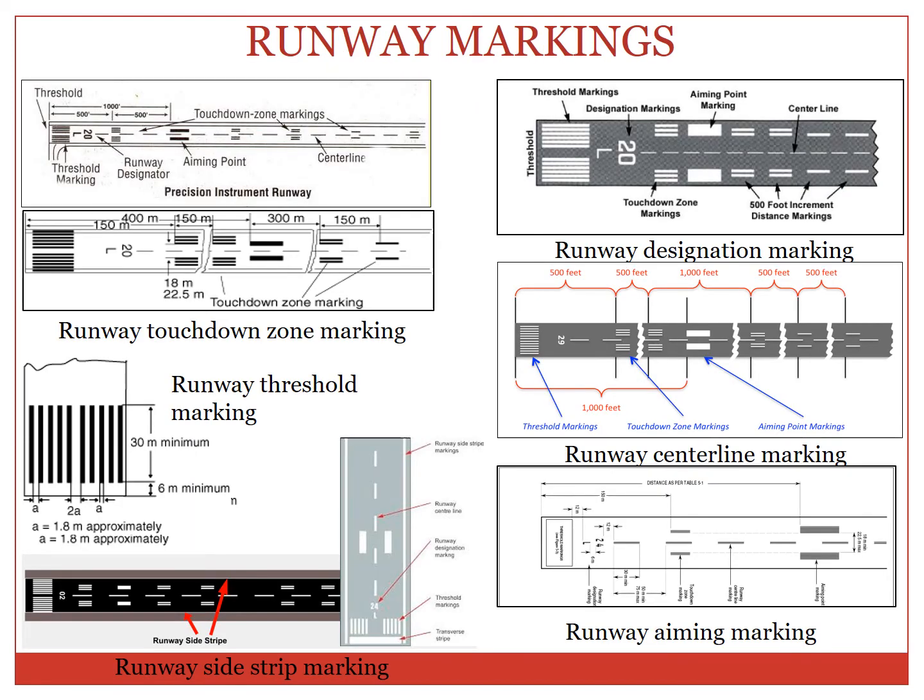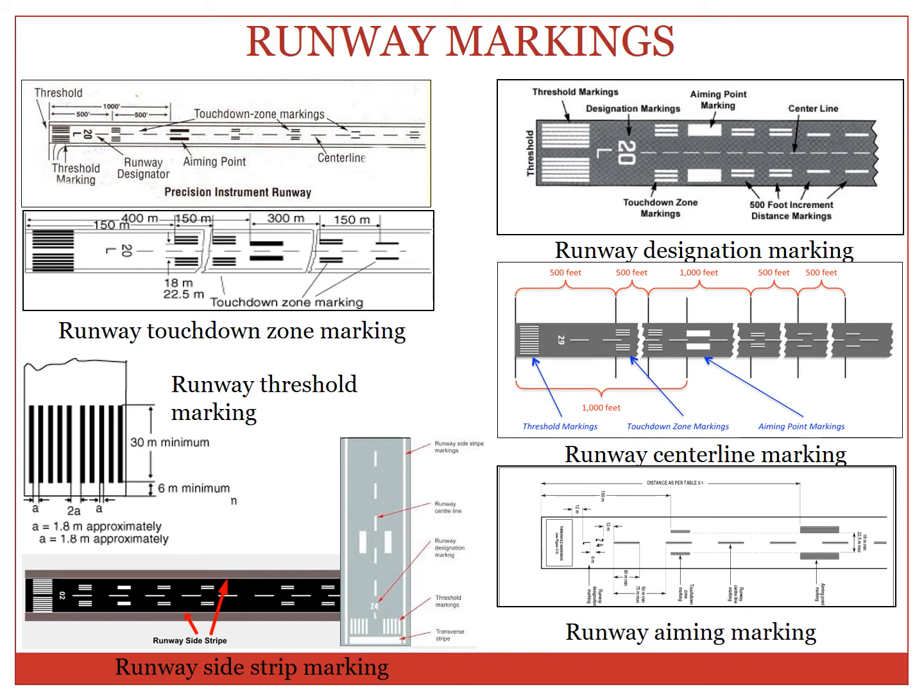Now next are the runway markings. There are many types of runway markings: runway designation markings, the runway center line marking, runway threshold marking, runway touchdown zone marking, the runway aiming point marking, and the runway side strip marking. Now what do you mean by runway designation marking? It identifies a runway by its magnetic azimuth. They are located at the threshold of the paved runway.